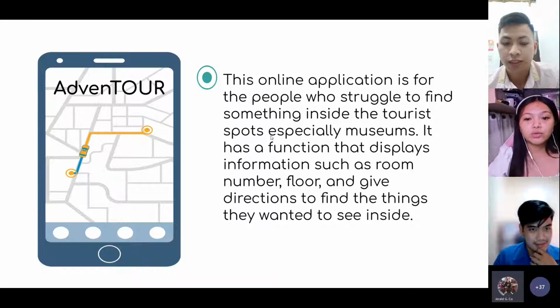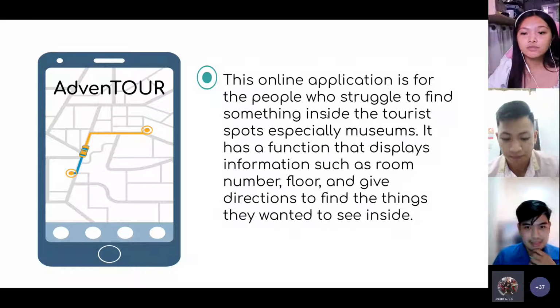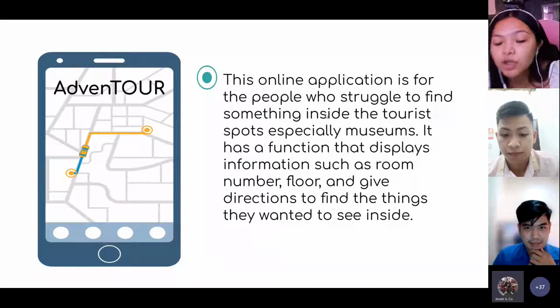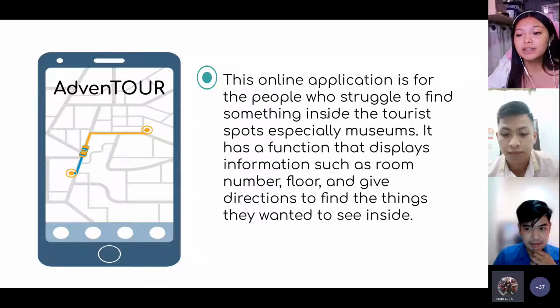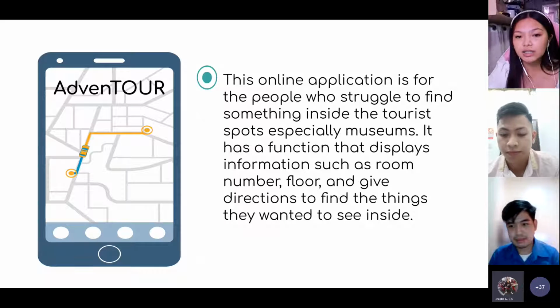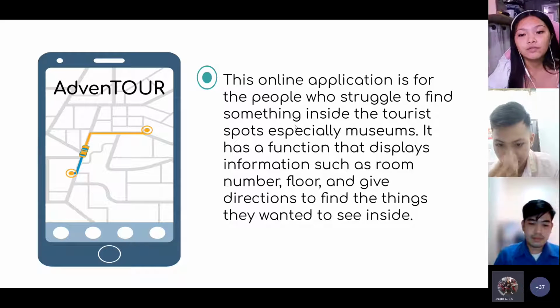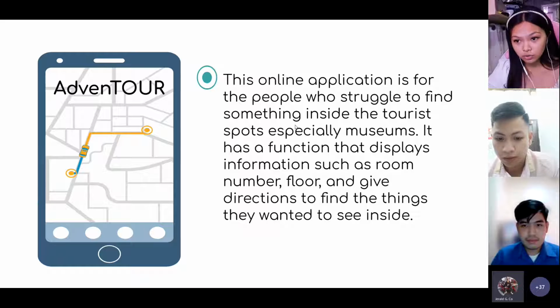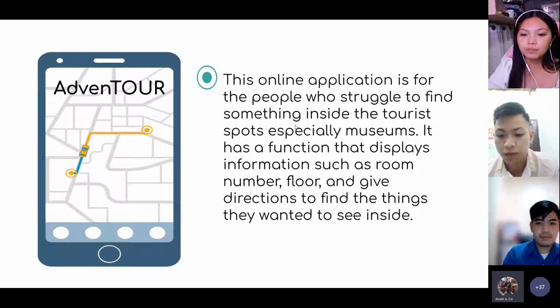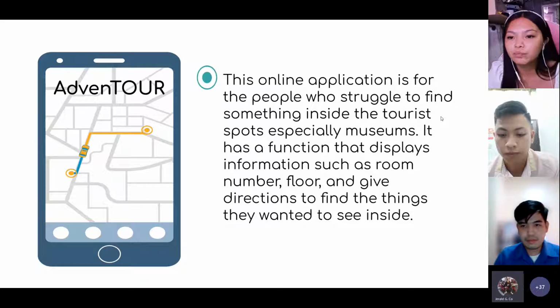So what is Adventour? This application is for people who have trouble finding specific things or places in tourist attractions, particularly in museums. There's a feature that displays information such as room number, floor, and gives direction to find the things that they wanted to see inside the specific tourist spot. Next po.